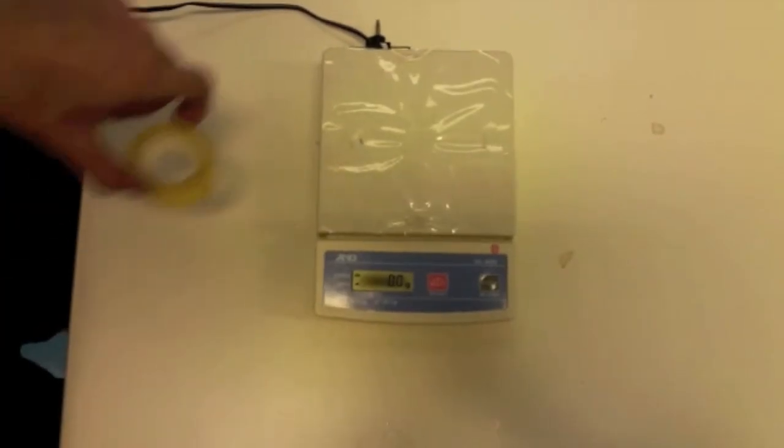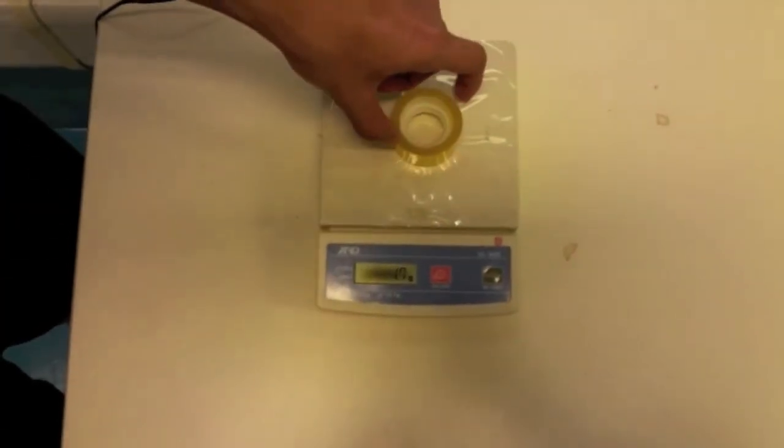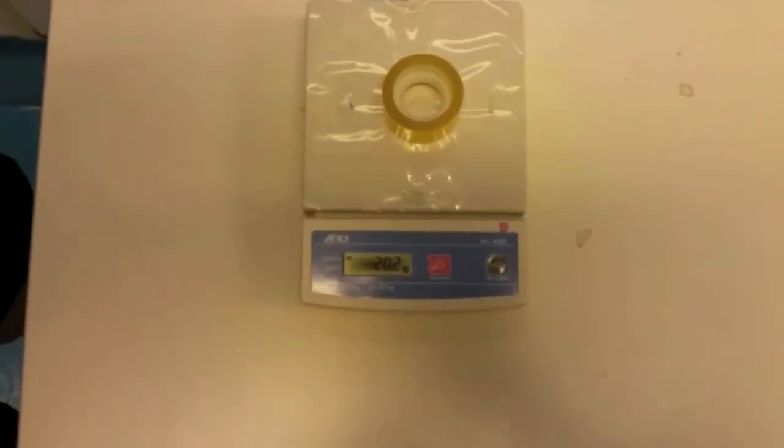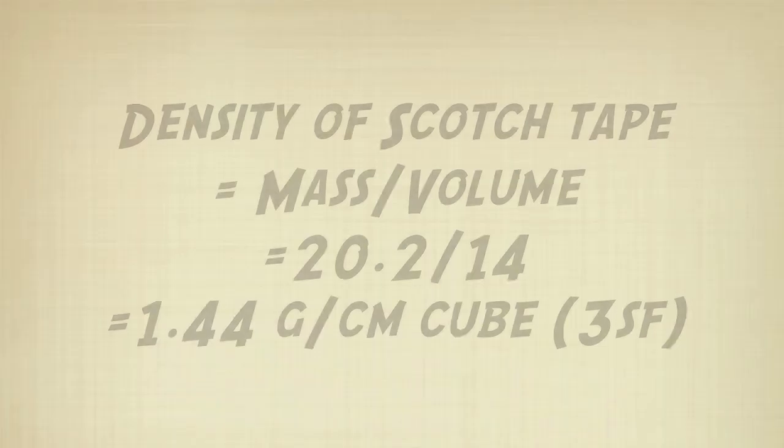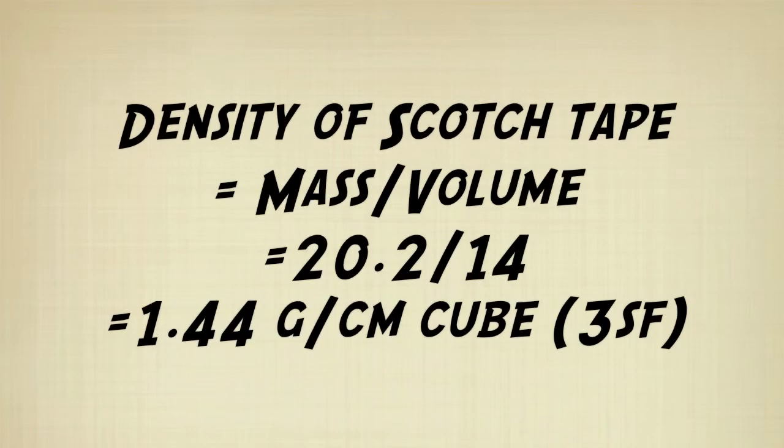Next, by using the electronic balance, we can find the mass of the scotch tape, which is 20.2 grams. Hence, with the volume and mass of the scotch tape, we can find the density of the scotch tape.